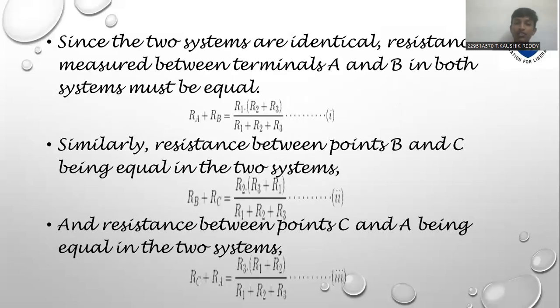Here are the different conditions for the formulas. Since the two systems are identical, the resistance measured between terminals A and B in both systems must be equal. So RA plus RB is equal to R1 into R2 plus R3 by R1 plus R2 plus R3. Equation 1.